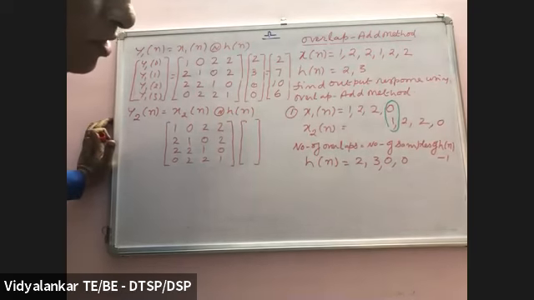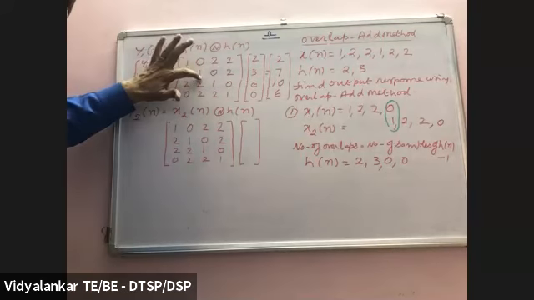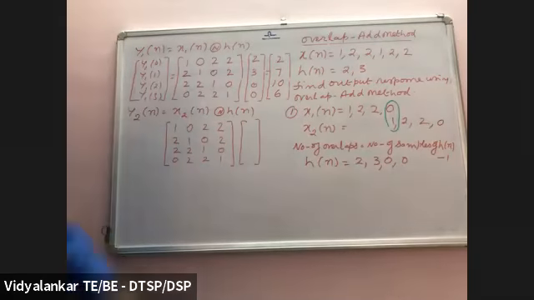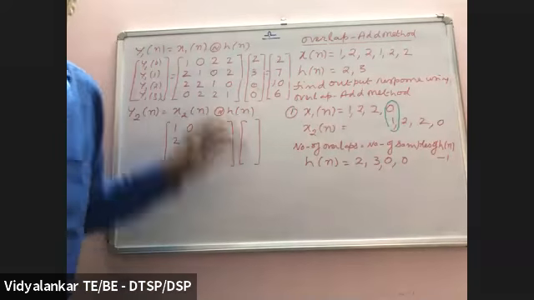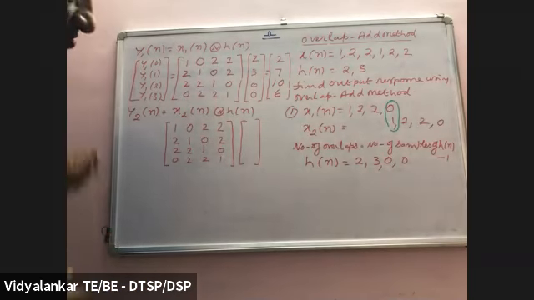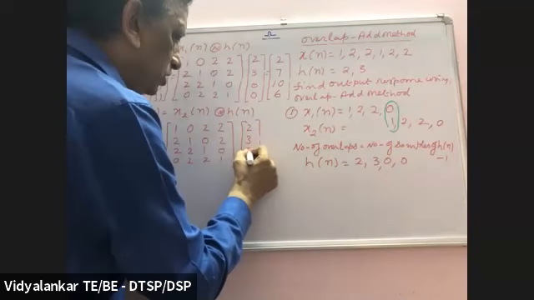Is h of n common to x1 and x2? Yes, that is also possible. If you take h of n here, then the same thing you can use. That is the advantage: you need not prepare a separate square matrix. The same square matrix is very well written. And h of n is 2, 3, 0.